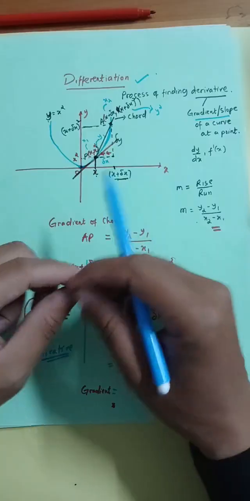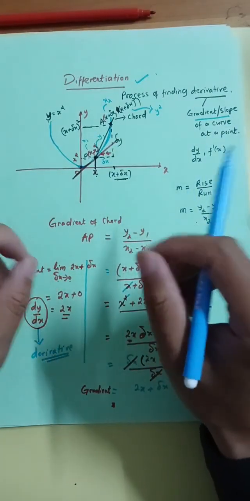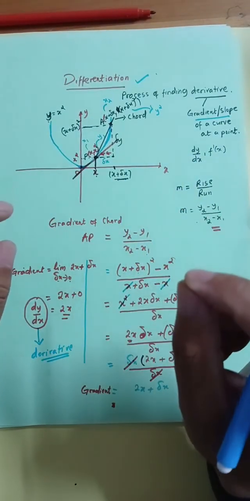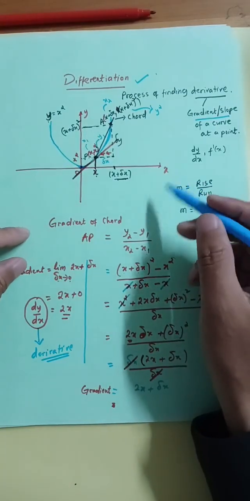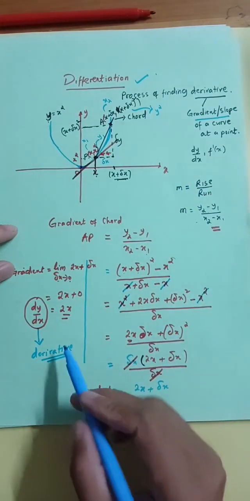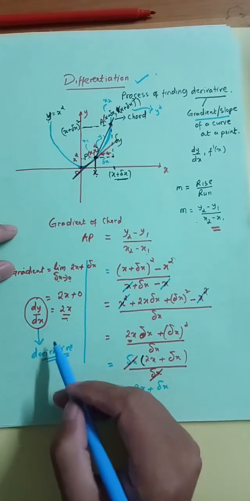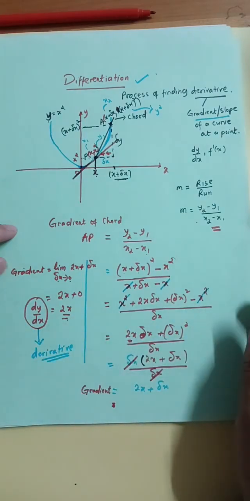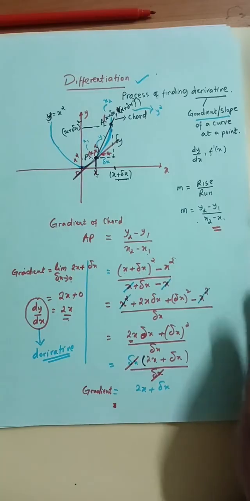We find the slope of a line, but here we specifically focus on the slope of the curve at a point. The derivative is the gradient function. So dy over dx equal to 2x is the gradient function.